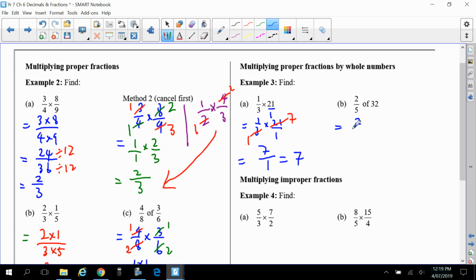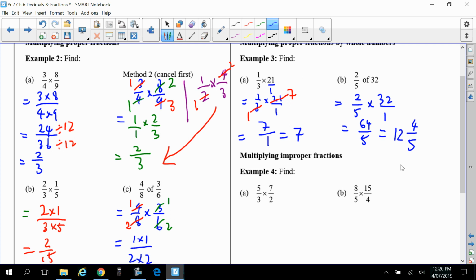Next one, 2 over 5 times 32 over 1. Okay, can it be simplified? 5 doesn't go into 32 and neither does the other 2. So in that case, you do have to multiply the numerators without simplifying. And when you get an improper fraction, it's always a good idea to change it to a mixed fraction. How many 5s go into 64? I think it's 12, right? And 4/5. Hopefully I'm correct. I think I am. If it's incorrect, please let me know.